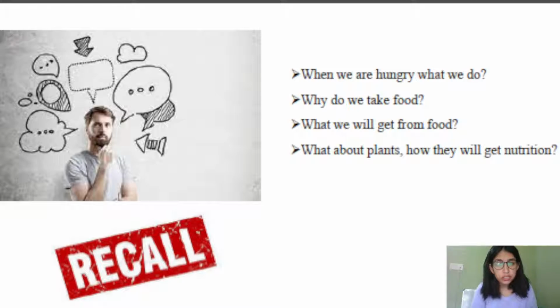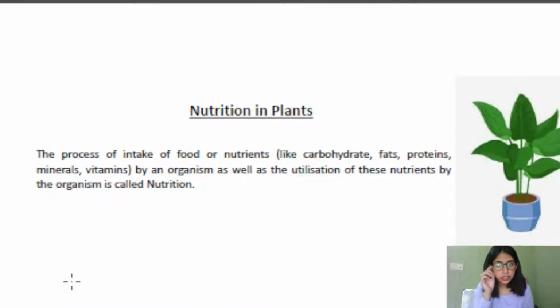Our body needs food because in food there are certain components which are essential for the working of our body. So what about plants? How will they get nutrition? We have discussed this as well, so we are going to recall certain things in this lecture first. We have discussed that the process of intake of food or nutrients like carbohydrates, fats, proteins, minerals, vitamins by an organism, as well as the utilization of these nutrients, is termed nutrition. So that is how we'll be looking at how nutrition takes place in plants.